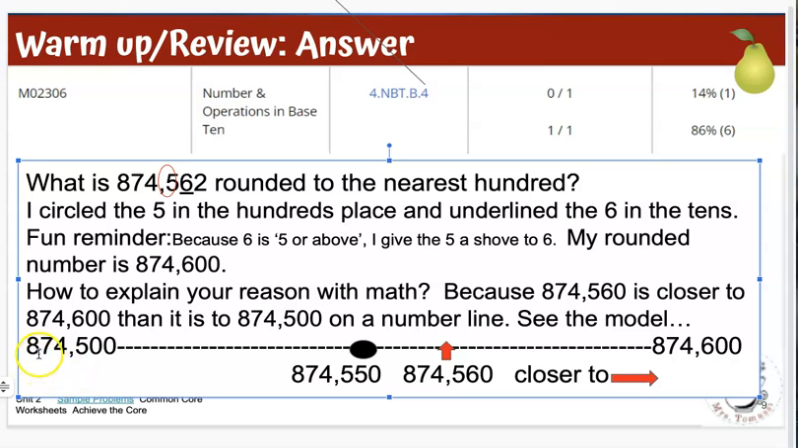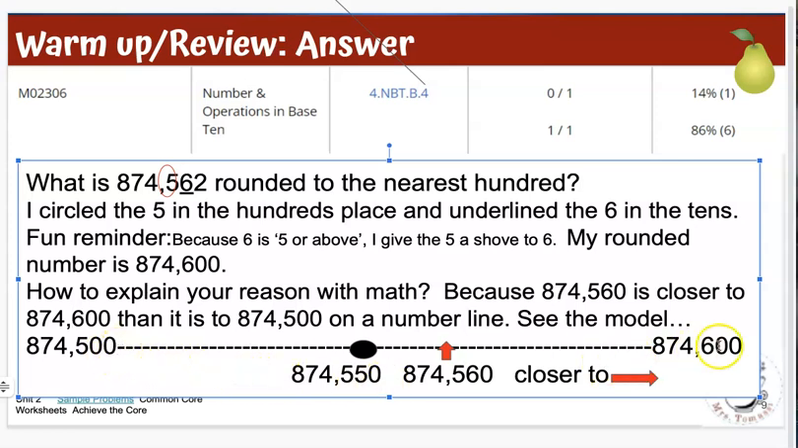So what I did is I made 874,500 because I was rounding to the hundreds place. So I knew this digit would either go to 500 or to the 600s. The 874 stayed the same, but I would either shove up to 600, which is right here, or I would let it rest at 500. So I made a number line with 874,500. All the way to the right, I put my 874,600. And then what number was between the two of them?